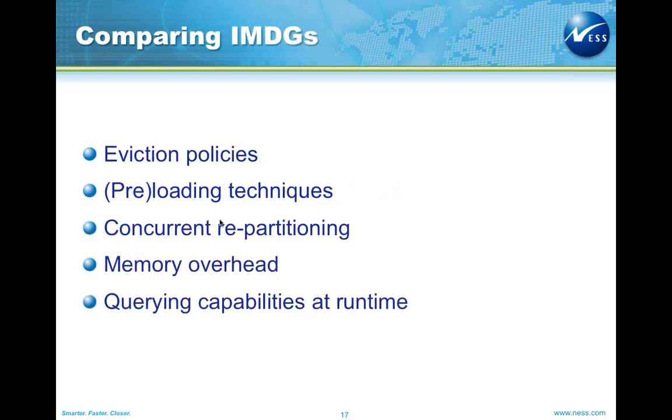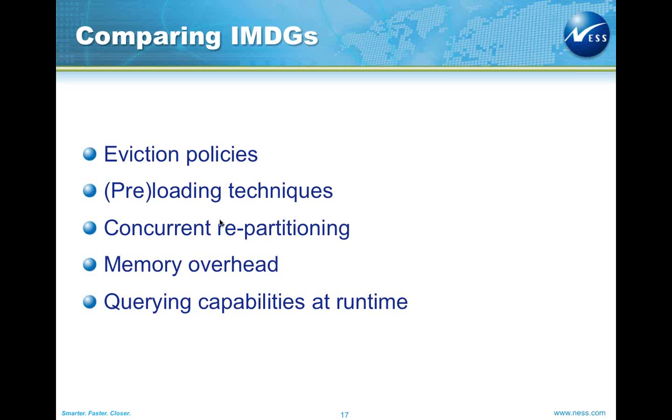Now, what are the factors that influence you to choose an IMDG solution? What are the things that you have to look at before you choose a solution? These are the main things that you could look at. One is the eviction policy. There are a few eviction policies that are very well known, that most of you are aware of, whoever has used a cache, LRUs, things like that. There are other eviction policies like LIRS that have been introduced in InfiniSpan or other IMDG vendors.